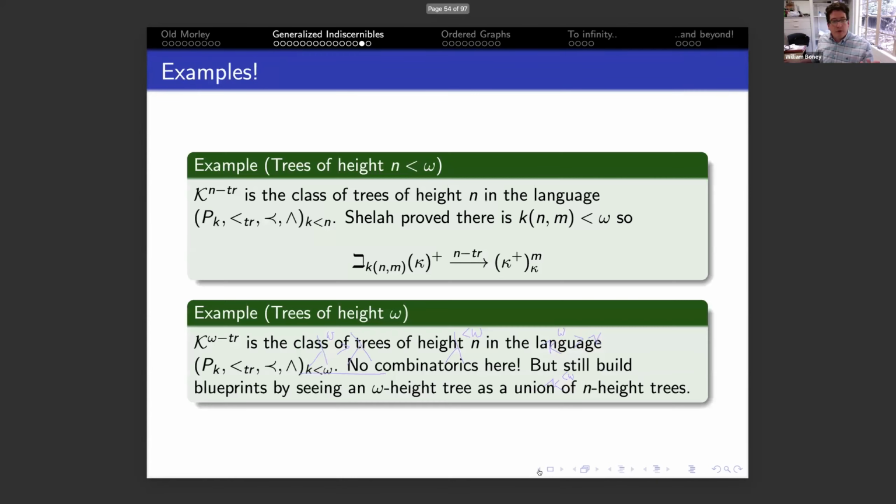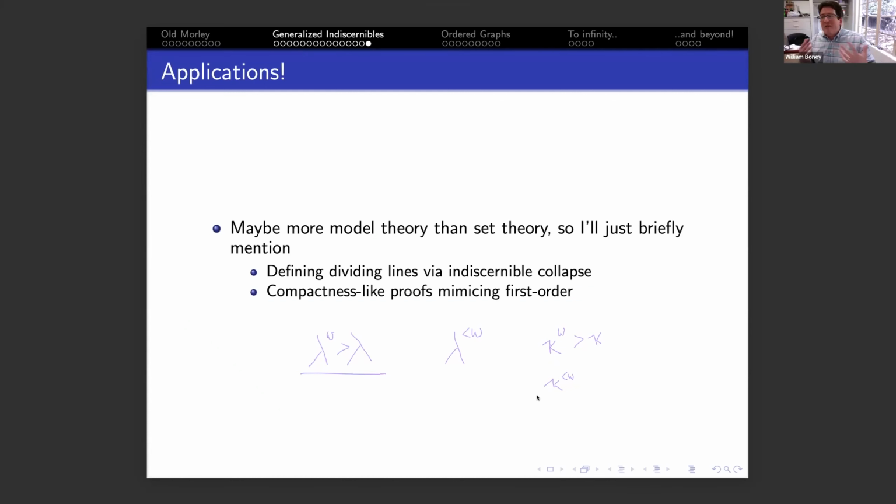These trees of height omega let you do compactness-like proofs in AECs, although you have to throw the Hanf number in there somewhere. You have to say that I'm unstable in some lambda to the omega greater than lambda of size greater than the Hanf number. So that's one application of it.